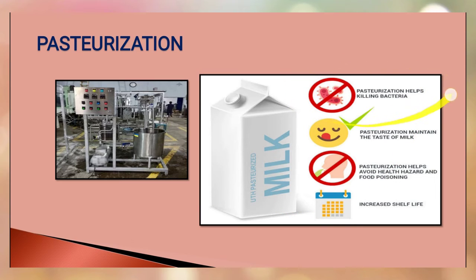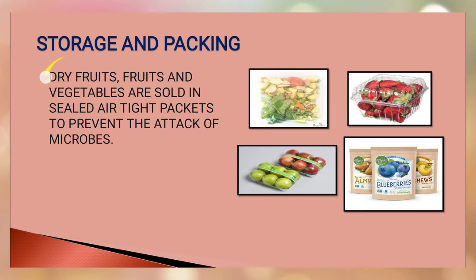Pasteurization helps in killing bacteria. It maintains the taste of milk. It helps to avoid health hazards and food poisoning and it increases the shelf life period of milk. Storage and packing. Dry fruits and vegetables are sold in sealed airtight packets to prevent attack of microbes.